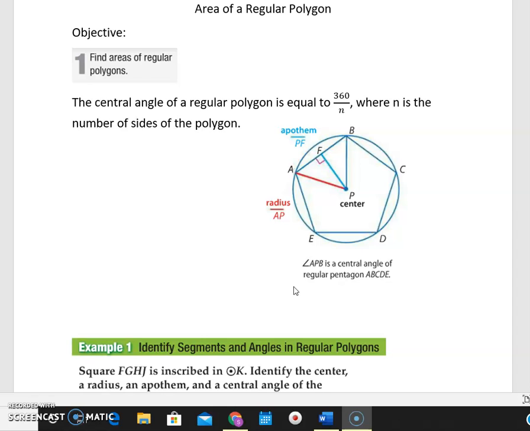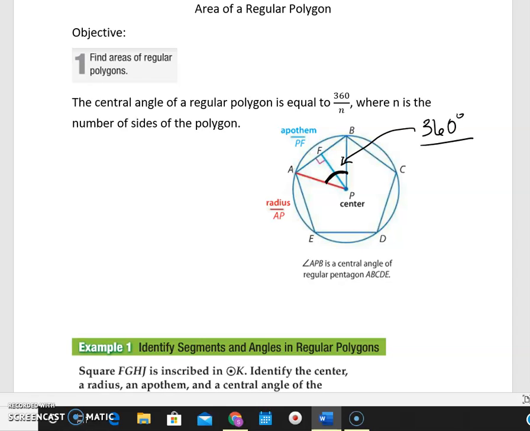It says that the central angle of a regular polygon is equal to 360 divided by n, n being the number of sides. When I talk about a central angle, for instance, I'm talking about this guy right here. That's a central angle. If I were to put a circle around my pentagon here, the polygon is our pentagon, you can see that it's a circumscribed circle. All the way around that circle is 360 degrees.